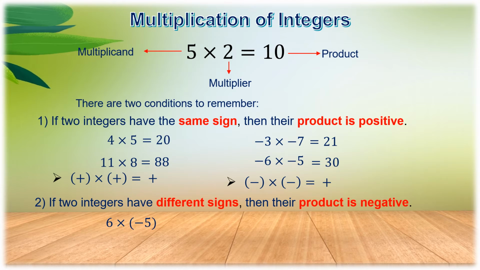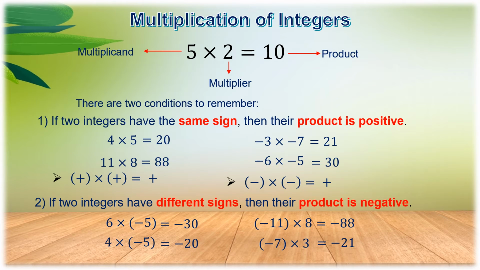Supposing we have 6 times negative 5, so it will be equal to negative 30. Then if we have negative 11 times 8, it is equal to negative 88. Then if we have 4 times negative 5, we have negative 20. And the last one, if we have negative 7 times 3, it is equal to negative 21. So remember, if you have different signs, like negative times positive, it will always be equal to negative. Or positive times negative, it will be always equal to negative. So if two integers have different signs, then their product is negative.